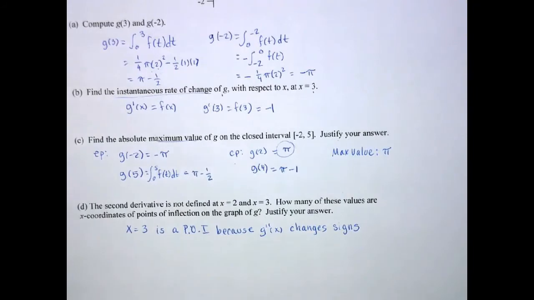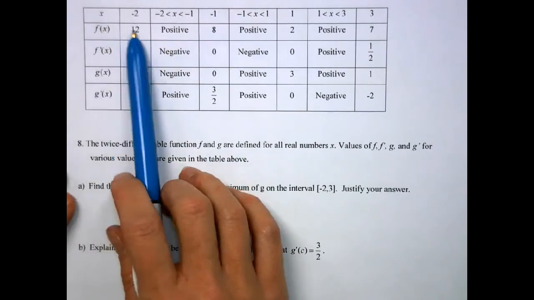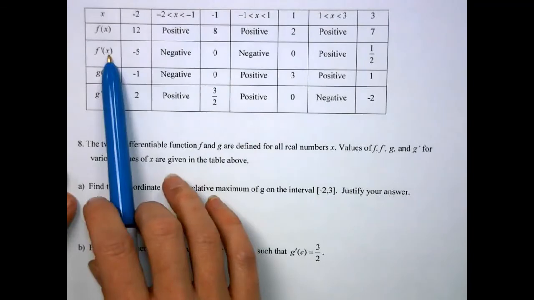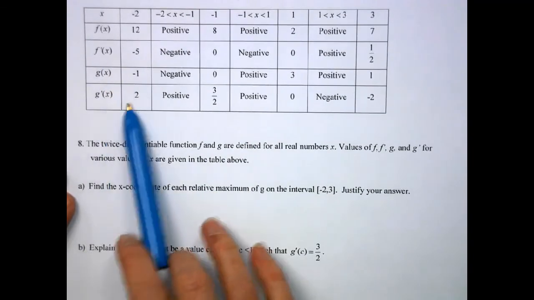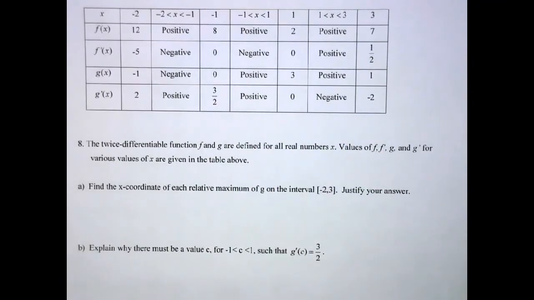All right, so we have a lot of information here. We have f, we have values at certain points, we have f prime, g prime. We have whether in between these ranges we are positive and negative, and we're going to use that to answer some follow-up questions.